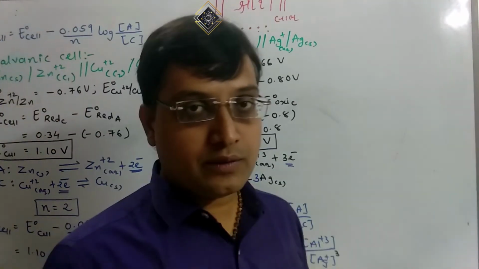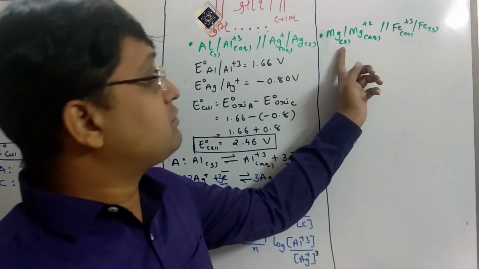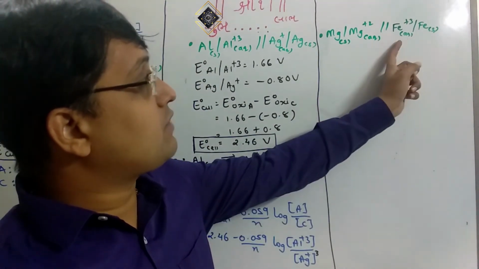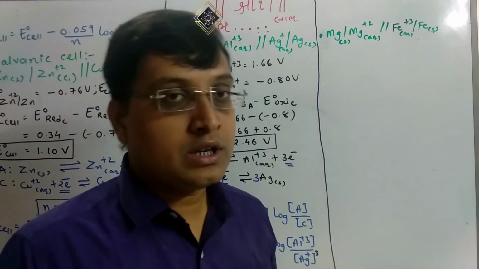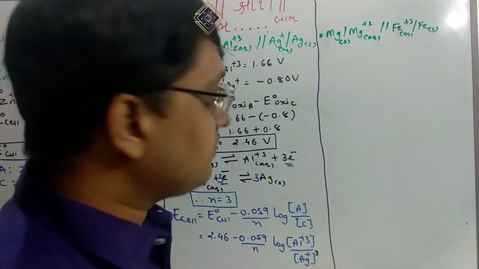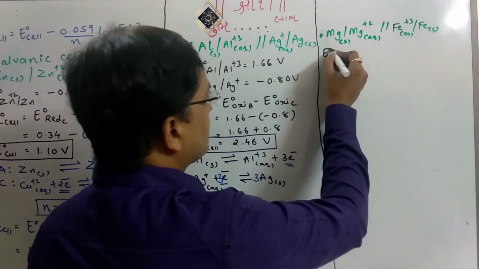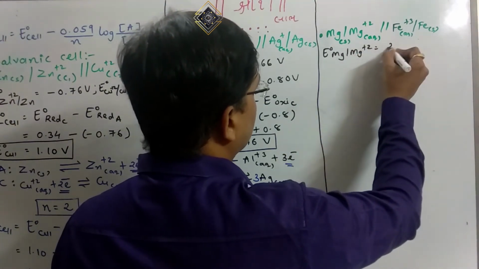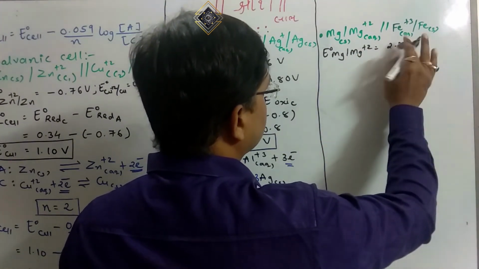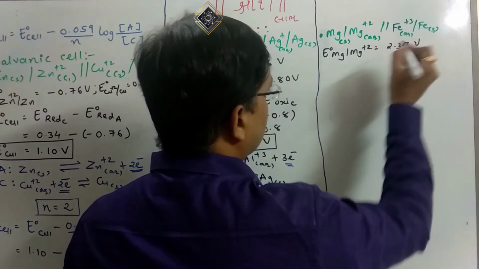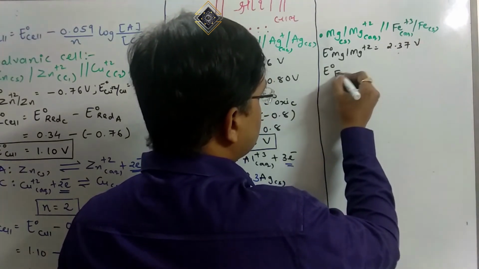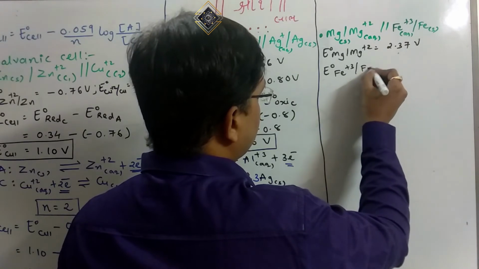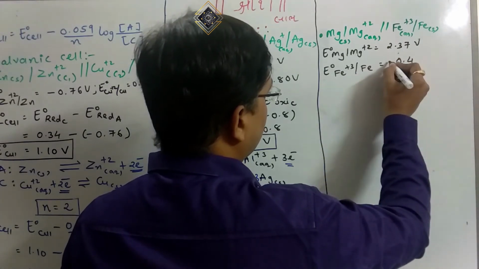Let's take one more example, the third one that we have. For example, we have Mg slash Mg plus 2 double slash Fe plus 3 slash Fe. The half cell potentials are given. E0 of Mg slash Mg plus 2 is equal to 2.37 volt. Second, E0 of Fe plus 3 slash Fe is given as minus 0.44.